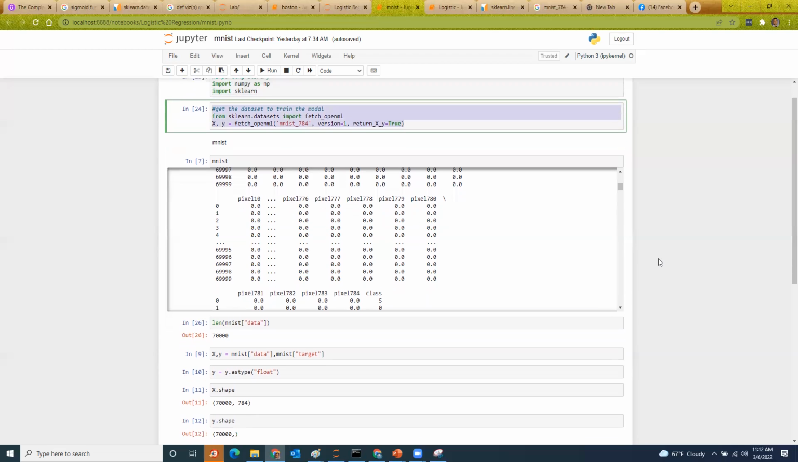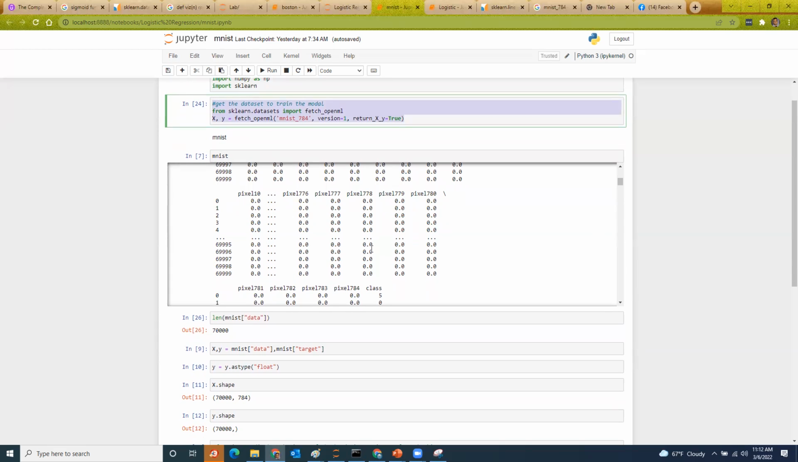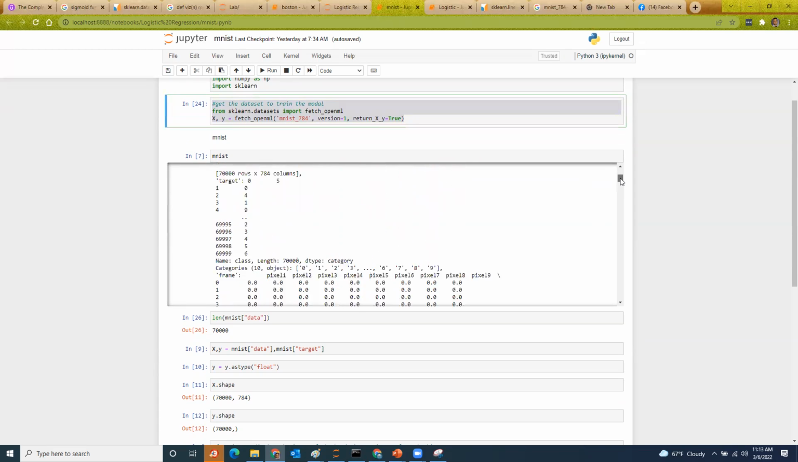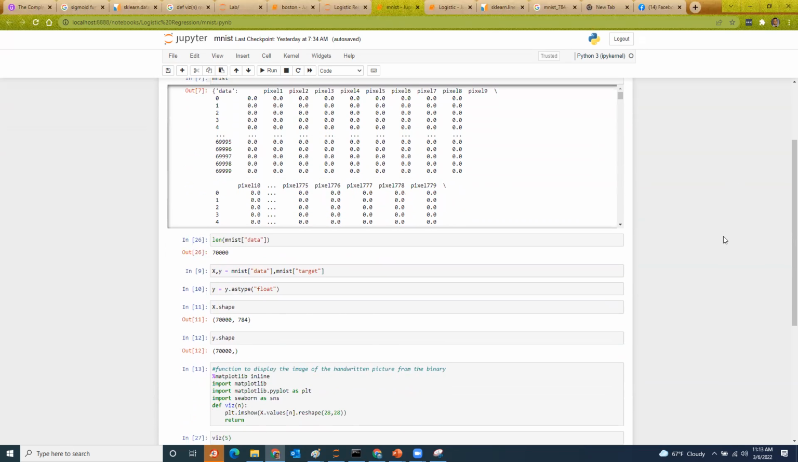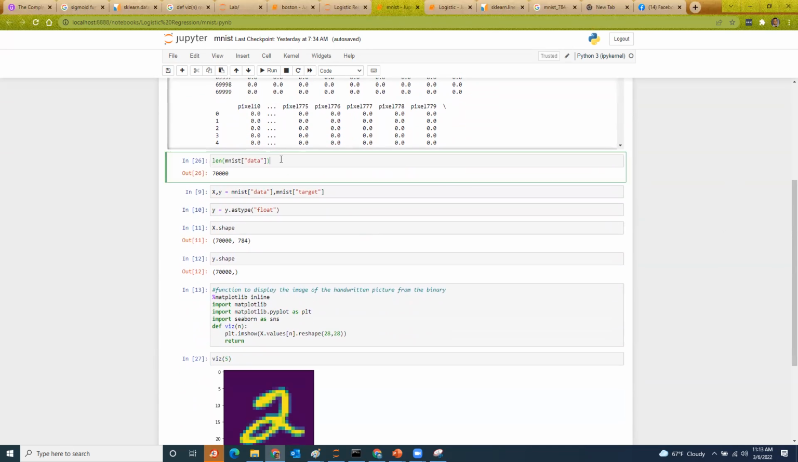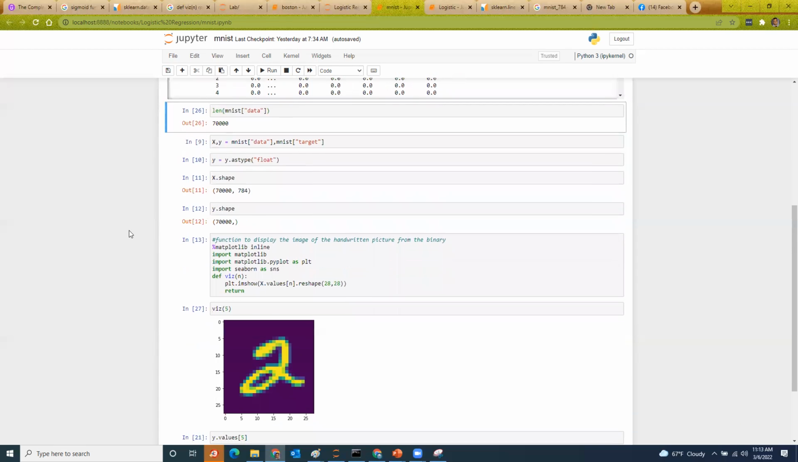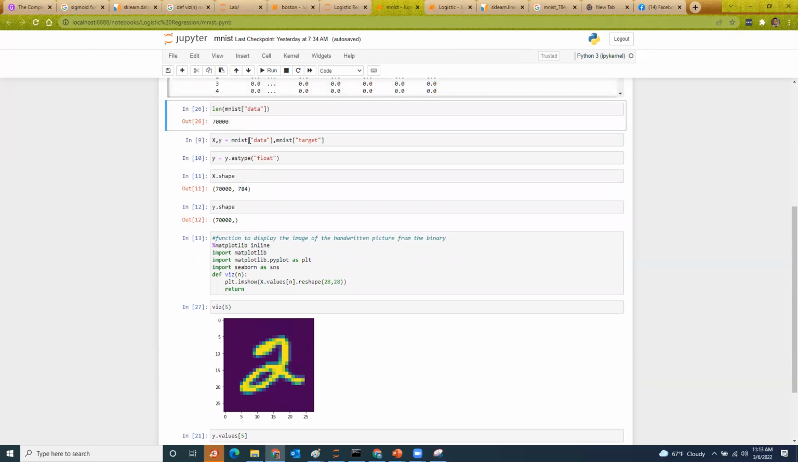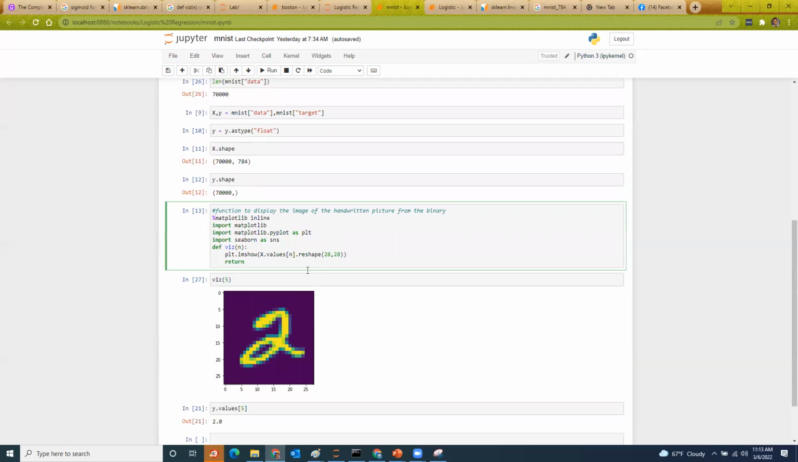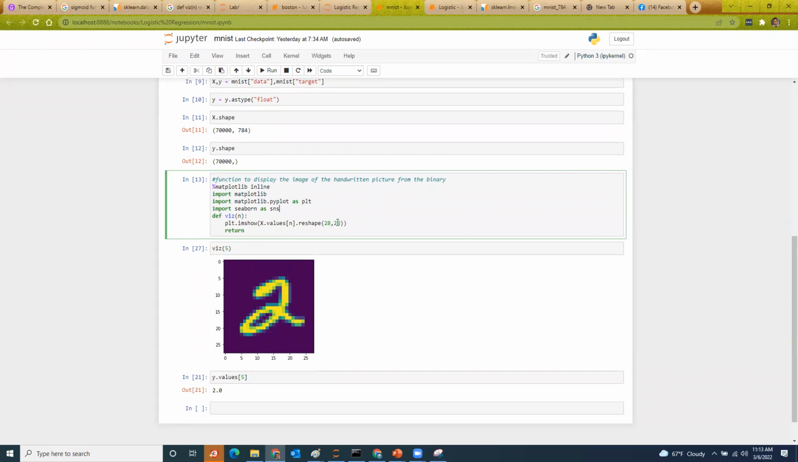Once we have imported the data set, you can just look at the data, because these pictures are coming as binary values, right? In pixels, different pixels, right? And then how many we have, around 70,000 in the data set. And then what we are doing right now is I wrote a function here to take the pixel value and show what the value we stored.